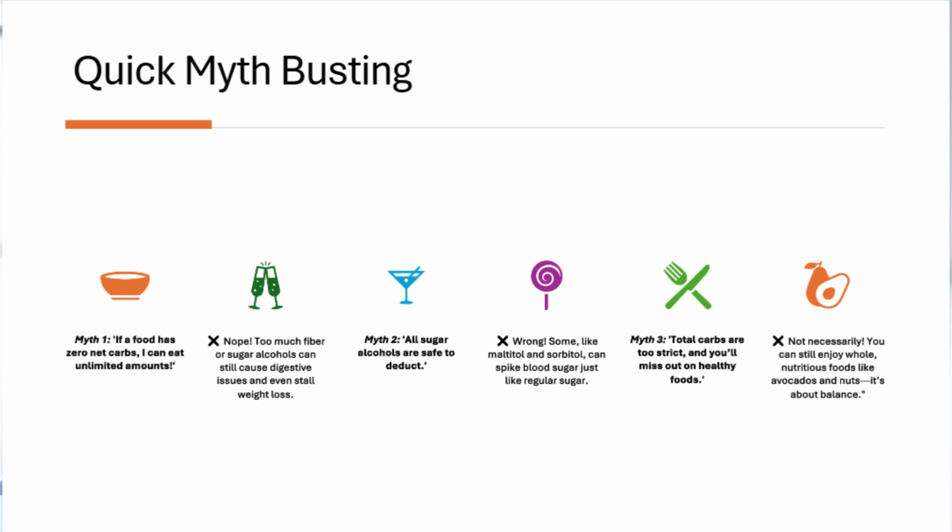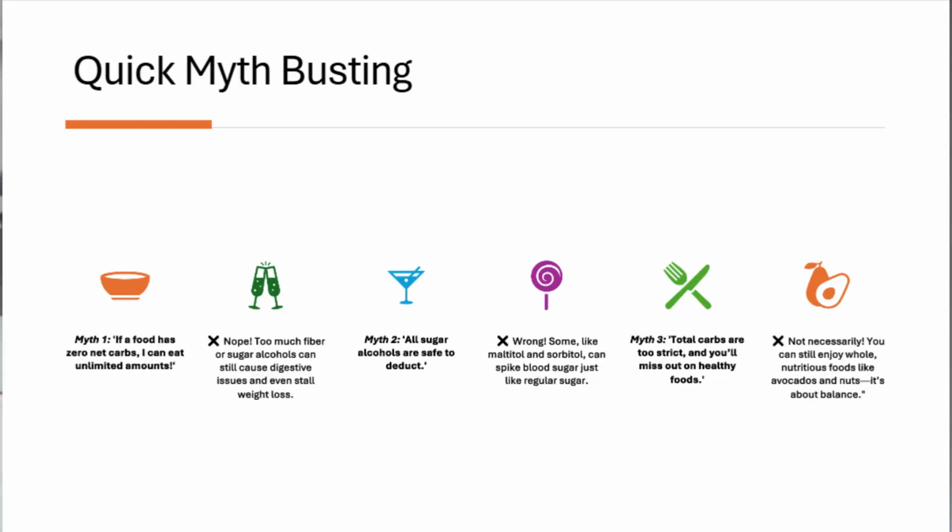Myth number two is that all sugar alcohols are safe to deduct. That's wrong also. We mentioned maltitol, but there's sorbitol as well, and both of them have negative effects on your blood sugar. So you really need to read the labels carefully. And then myth number three.